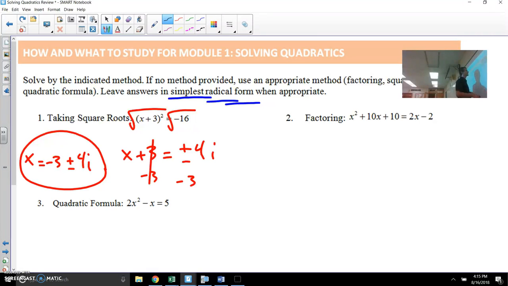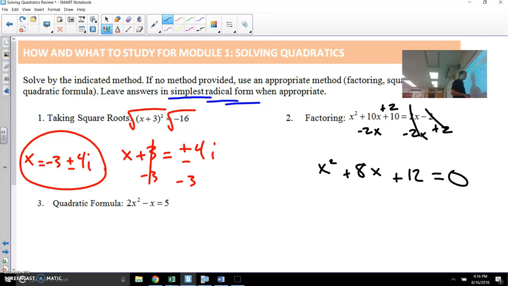We need to get everything on one side, and it looks like we need to factor it. So you need to really understand that tomorrow I may not tell you how to solve each one. You just need to know to look for these possibilities. So I am undoing my sides over there by subtracting 2x from 10x. I'm adding 2 to get 12.